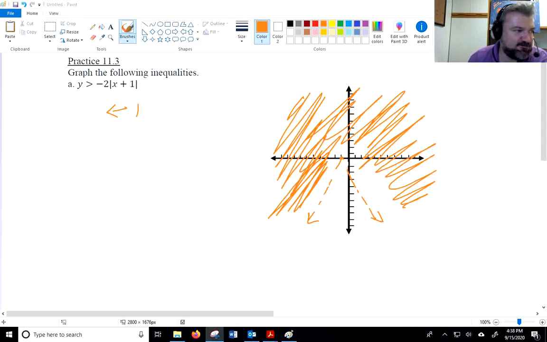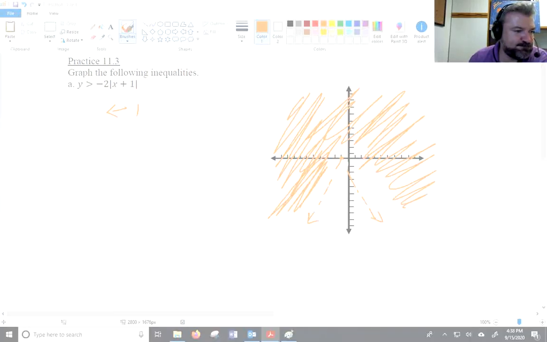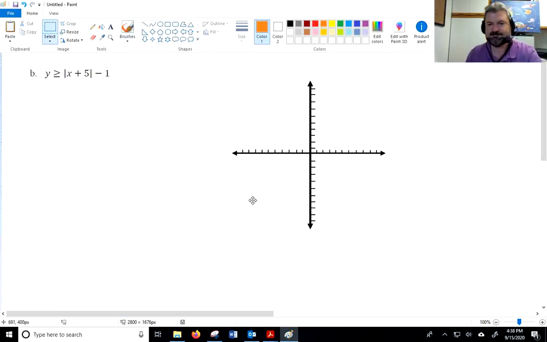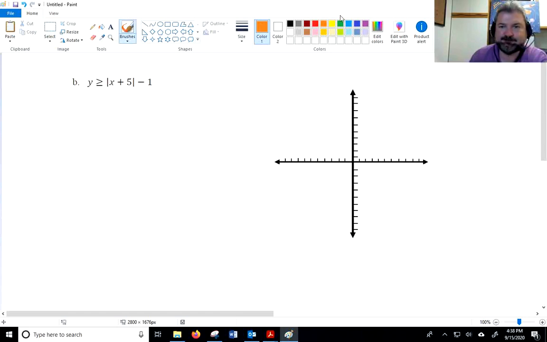All right, one more. Here we go. Going to move the V to the left 5 and down 1. And then it's a solid line. There's no stretch or flip, so it's just up 1 over 1. So something like that. And we're shading where it's above.